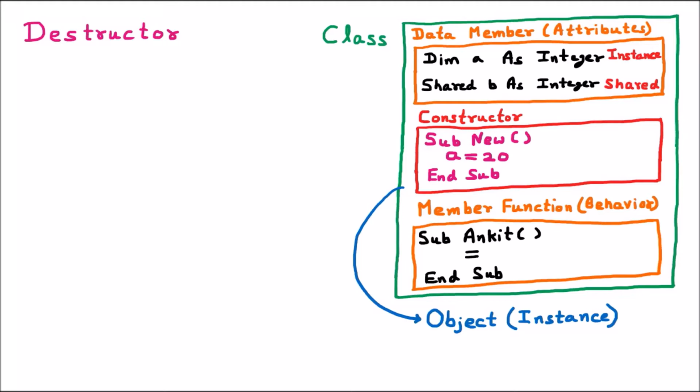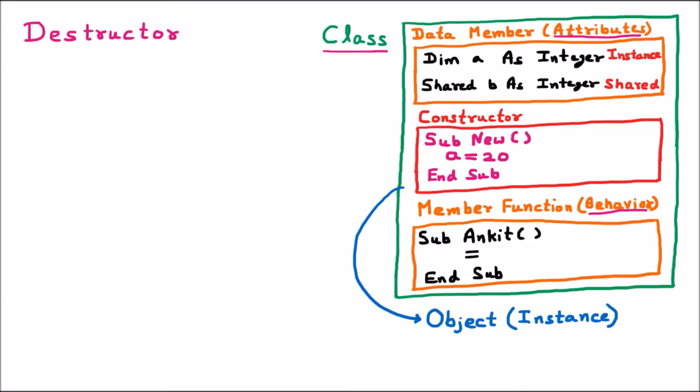Okay everyone, so now we are learning the destructor. Destructor is used to deallocate the memory. It is exactly opposite of the constructor because constructor allocates the memory. We know that we have the class, and the class is the combination of attributes and behavior.